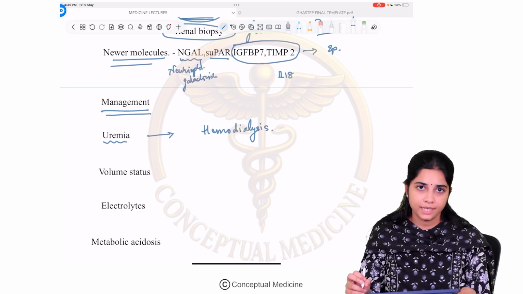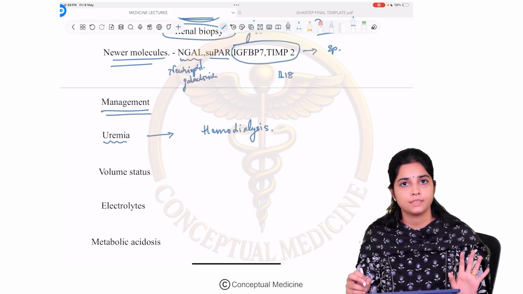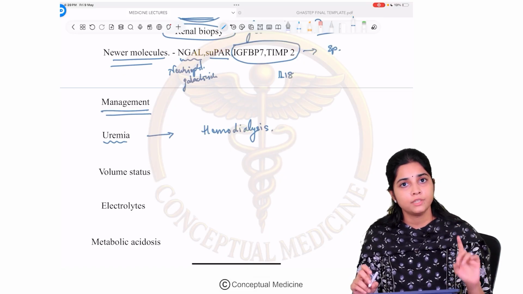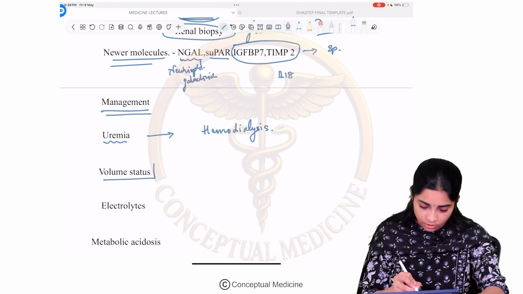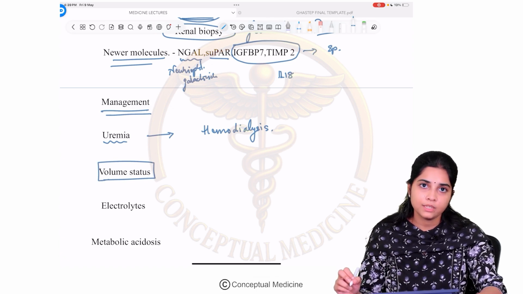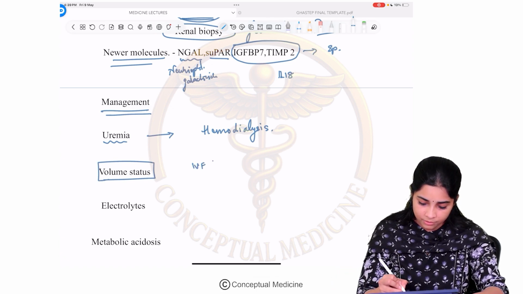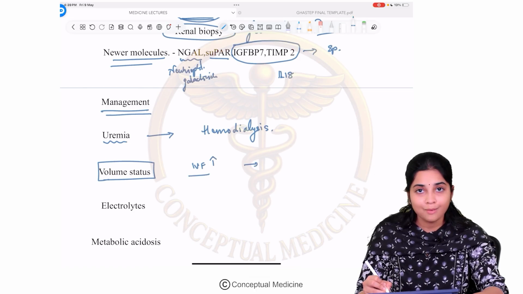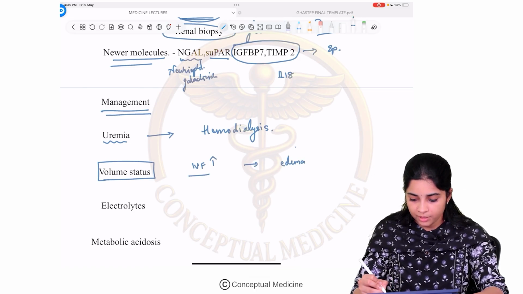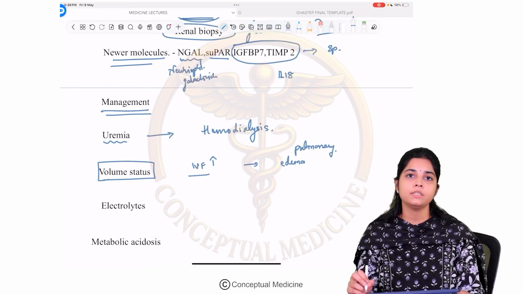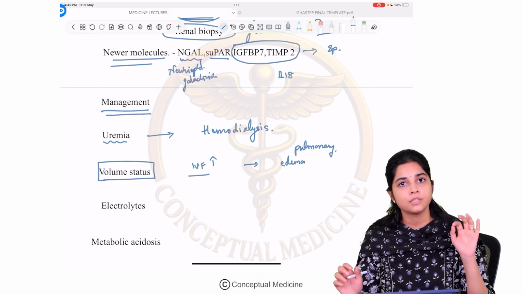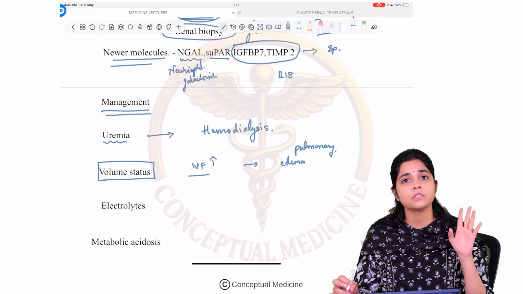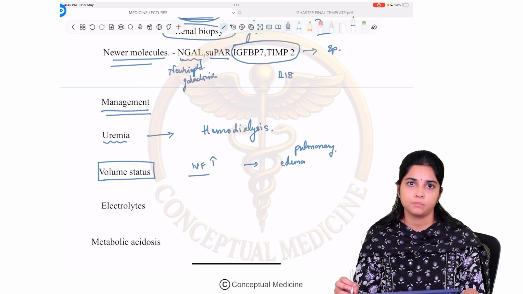Uremia can be managed slightly. You can manage uremia to a certain extent with conservative measures, but if there is uremia, the most definitive treatment is with hemodialysis. Then volume status. You have to be very careful with IV fluids, because if you give IV fluids to a higher extent, then they can develop edema, right? They can go into pulmonary edema because the renal functions are not quite good. So be very careful with IV fluids. Also make sure that they are well hydrated, okay? And you make sure that the urine output is good. Urine output is more than 1 ml per kg per hour.